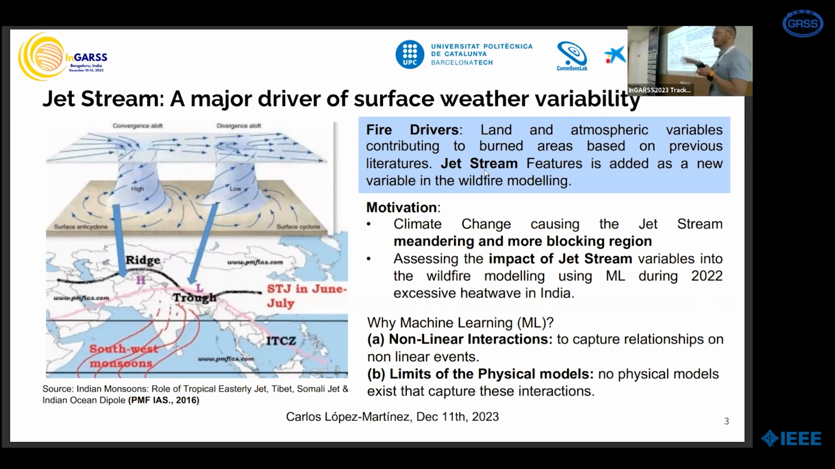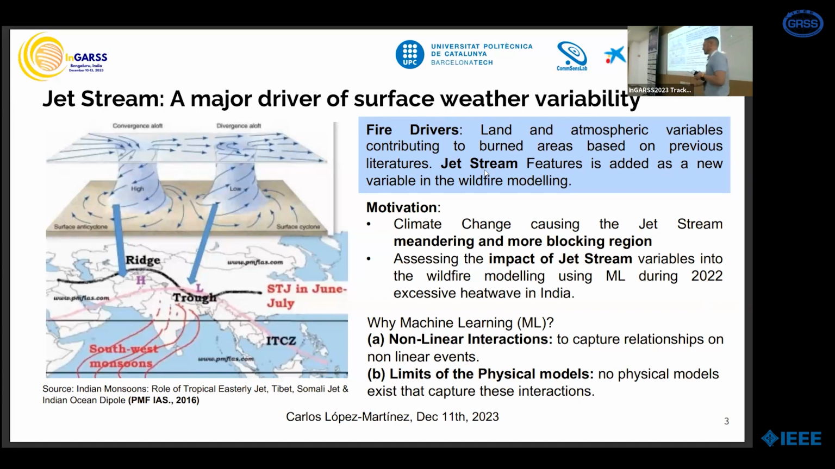In Europe, we are also suffering. This summer, because of this meandering effect, we had severe floods in Greece and in Spain, and in the middle of Europe we had extremely high temperatures. So in this particular case, we want to see if the jet stream had an effect on the wildfires that took place in India last year in 2022. We wanted to try to get the impact of this variable.